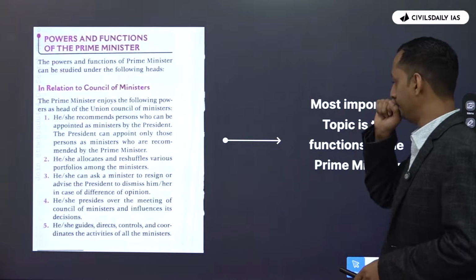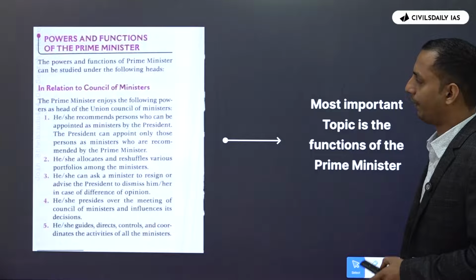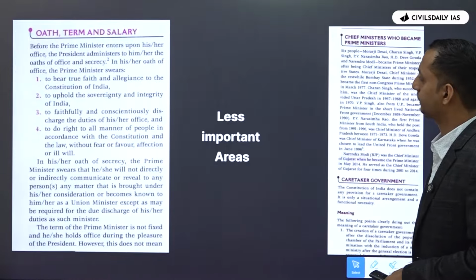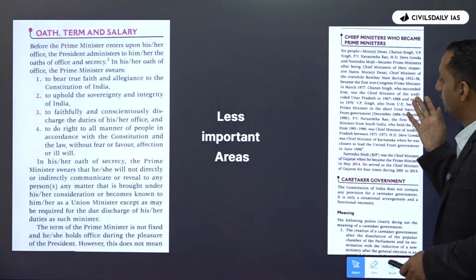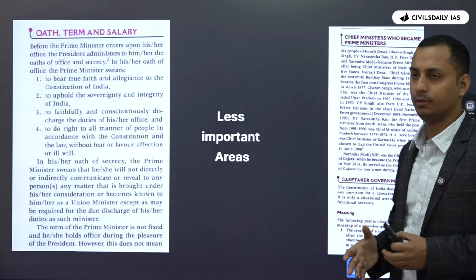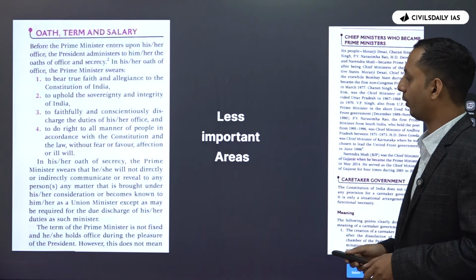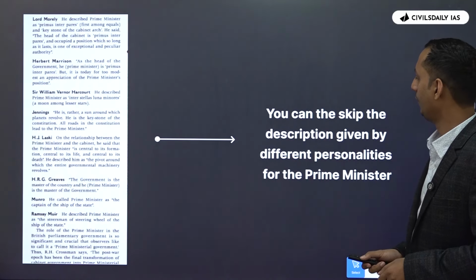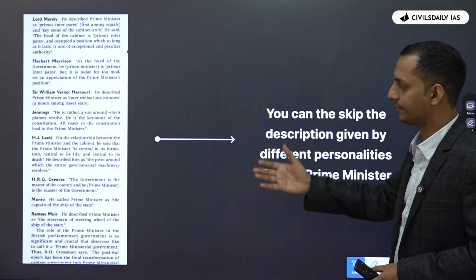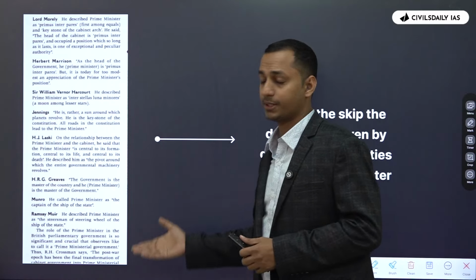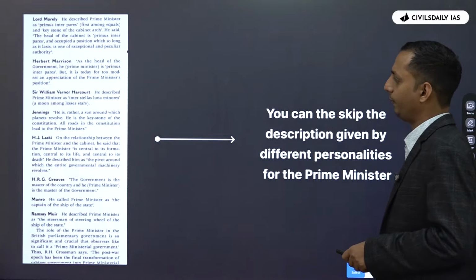So also, in relation to the Council of Ministers, you need to read the powers and functions of the Prime Minister. What are the less important areas? Oath, term and salary are less important. Chief Ministers who became Prime Minister, caretaker government, these are all non-constitutional topics. So therefore, not important. You can completely skip the descriptions given by different people out there. What Ivor Jennings said, what Munro said, what Ramsay said regarding the Prime Ministers, you can completely ignore. Only regarded as important from the mains point of view.